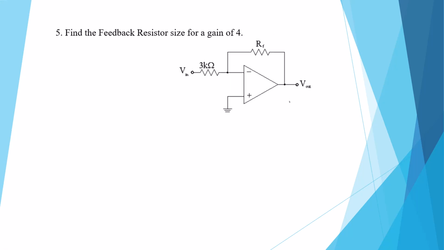Okay, this is an inverting amplifier again because it is going into our inverting input, and our formula is AV equals RF over Rn. And if we redo that one, looking for RF equals AV times Rn, it's going to be 4 times 3K, or 12K ohms.